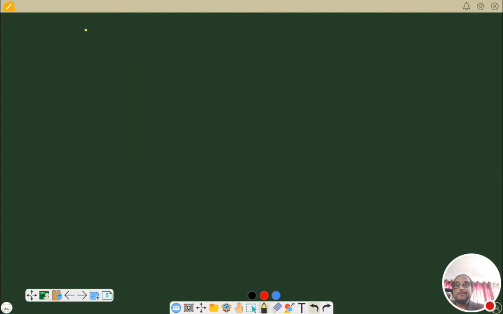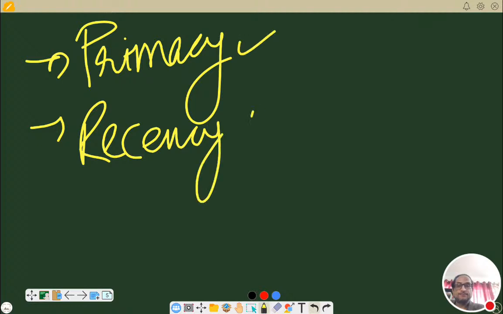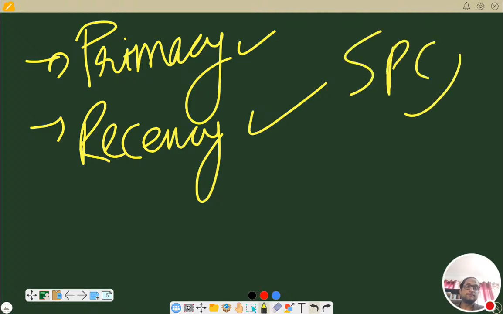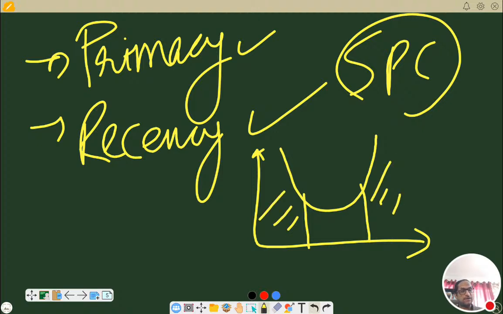These two effects, primacy and recency. Primacy effect, recency effect. Serial position curve. The position of words. So initial words remain high on recall, later words remain high on recall. This is your serial position curve. This is the evolution of cognitive psychology.